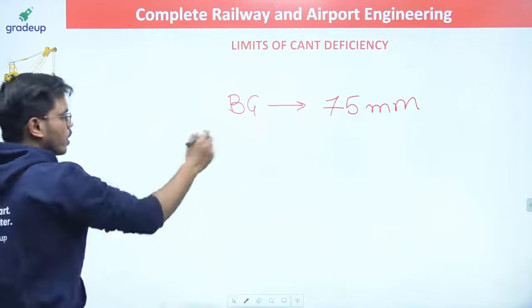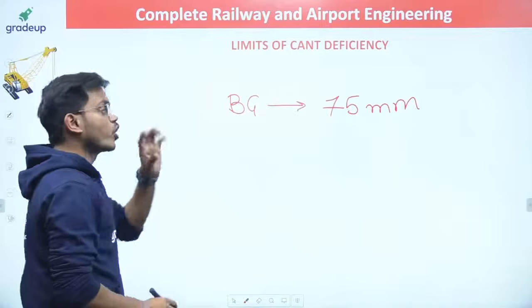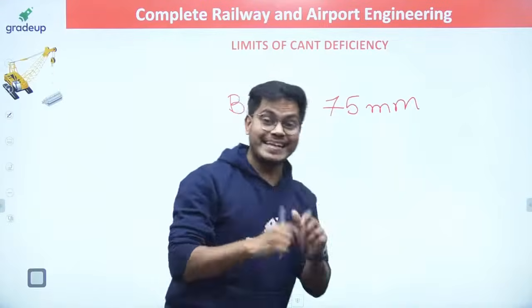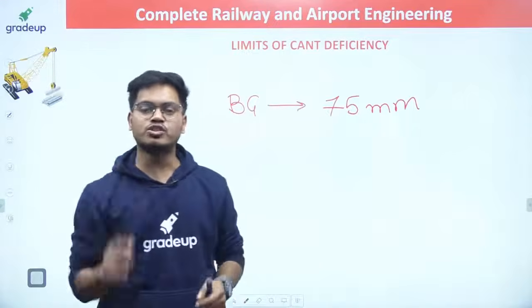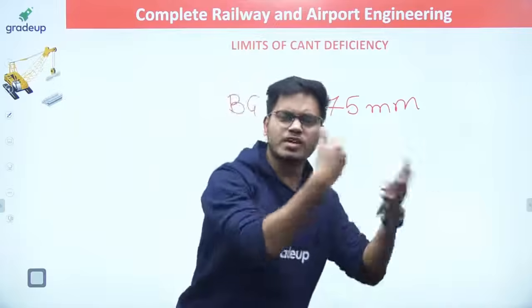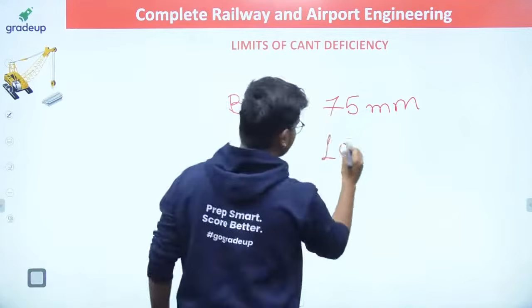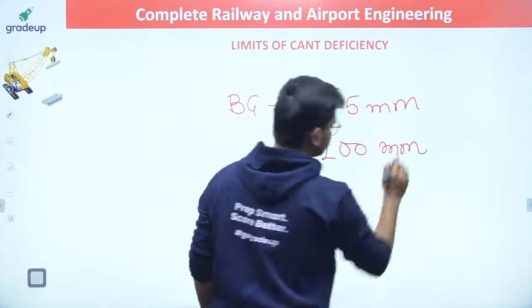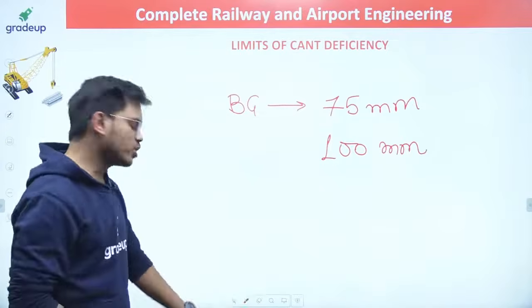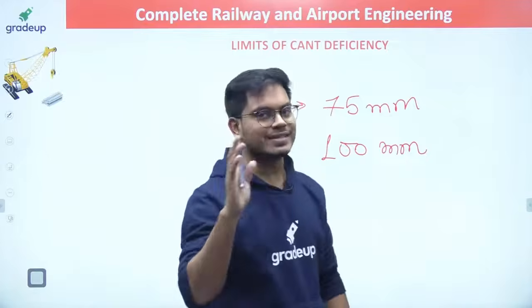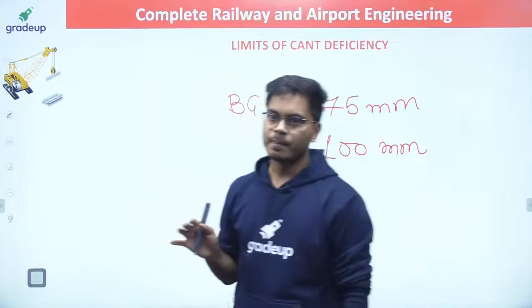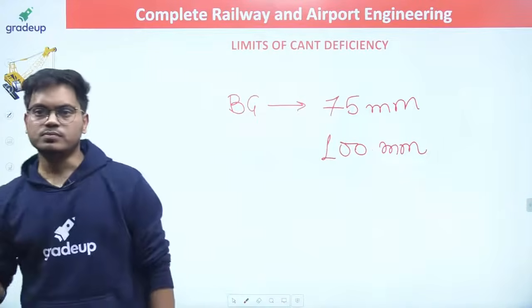Okay, so for broad gauge it is 75 mm here, but in exceptional case, if you have the permission of chief engineer, if the velocity is more than 100 kmph, then it is 100 mm also. And the limit of CANT excess for broad gauge is again 75 mm. Please remember.